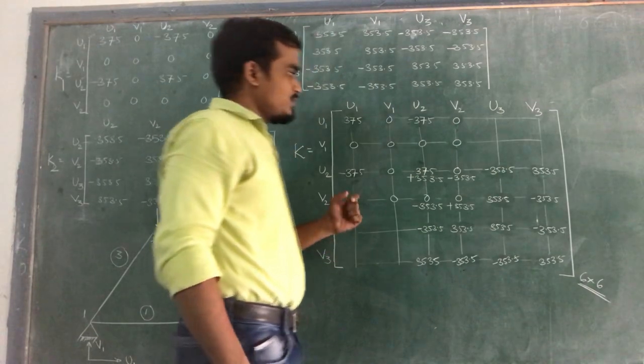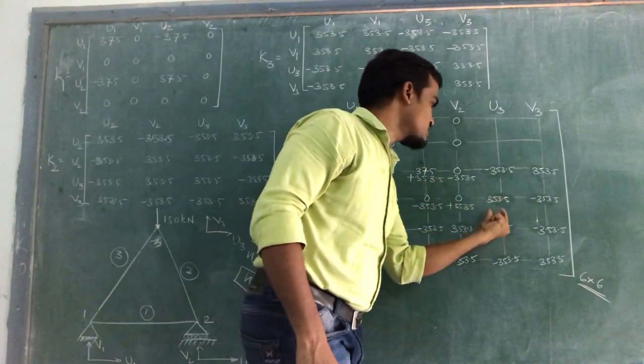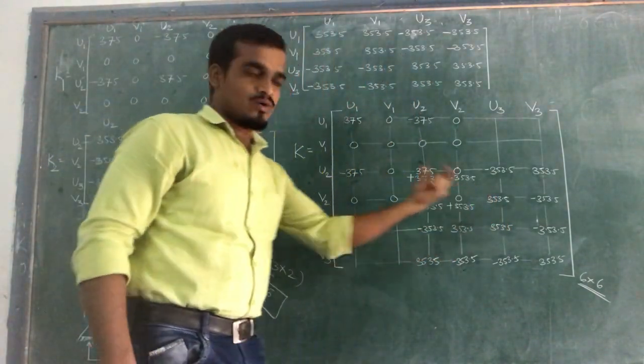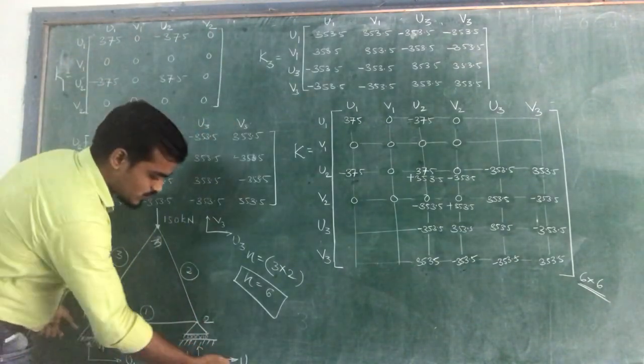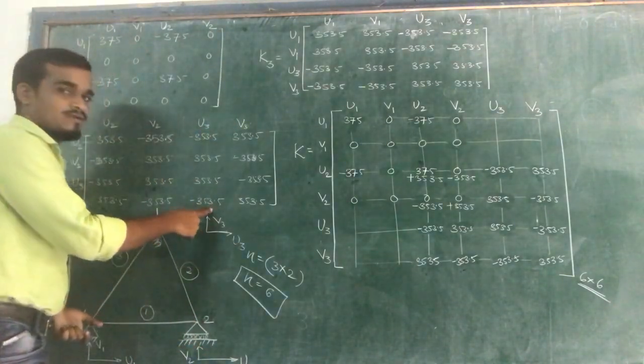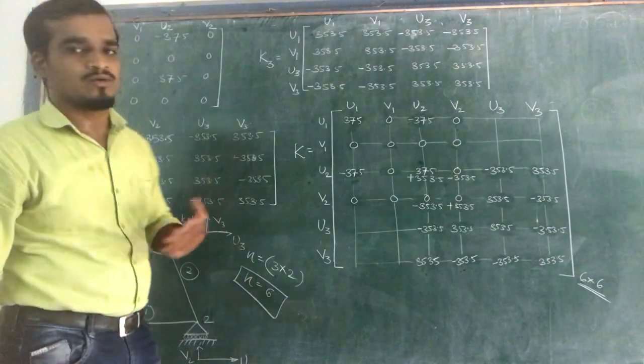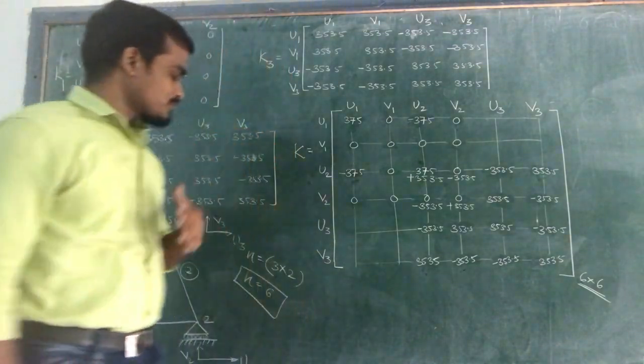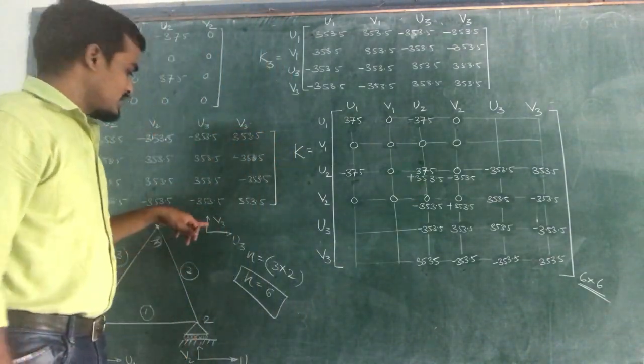Okay, so connectivity of this second elemental stiffness matrix is in between node 2 and 3. Node 2 and 3 means between U2V2 and U3V3. As at each node there are 2 degrees of freedom, so connectivity is in between U2V2 and U3V3.